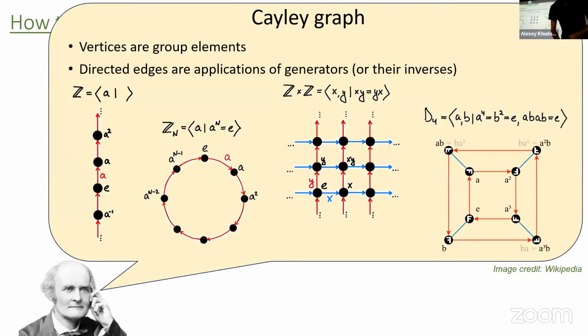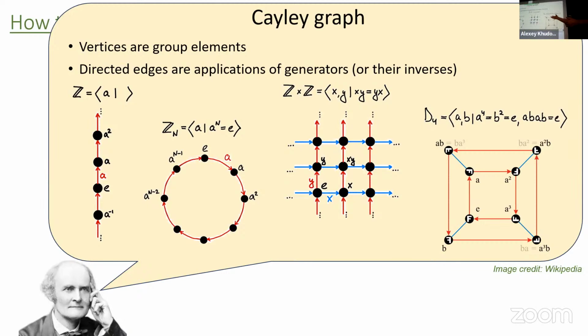We can also visualize this word reduction process in a very nice way with a Cayley graph of the group. If you don't remember what a Cayley graph is, this is Cayley.